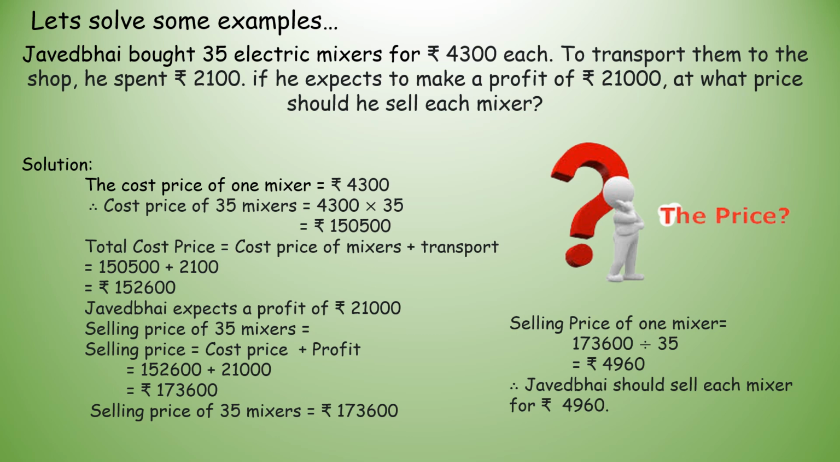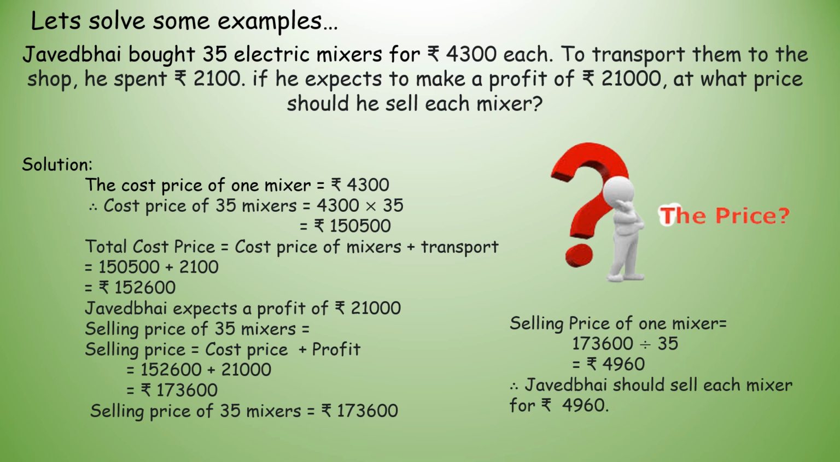Now profit is rupees 21,000. We know we make a profit when the selling price is higher. So the formula is profit equals selling price minus cost price. We'll change it because we have to find the selling price here. Selling price of 35 mixers, we have to find out. Selling price equals cost price plus profit. Normally our formula is profit equals selling price minus cost price, but since we don't have the selling price, we take the cost price to the other side and add it to the profit, and we get the selling price as 1,73,600 rupees.